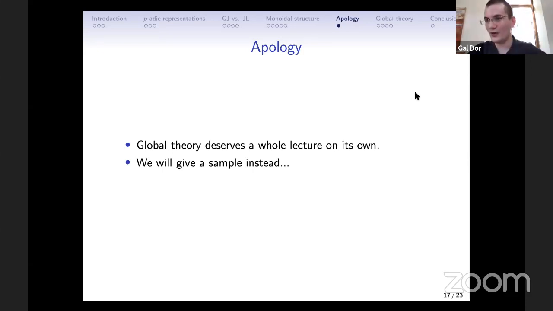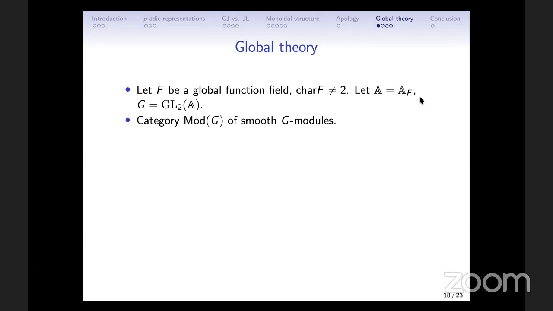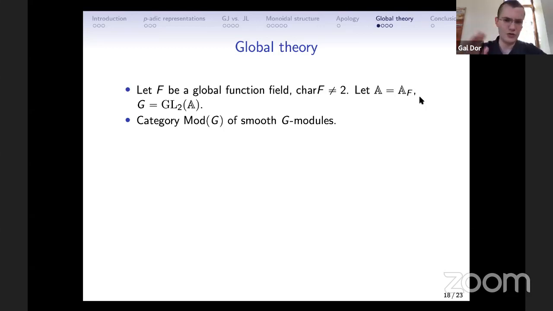But the next thing I'm going to do now is to describe what happens when you try to apply this to the global theory, to automorphic representations rather than periodic representations. So first of all, let's introduce some notation. We have some global function field of characteristic not 2. I'm choosing a function field because I don't want to deal with Archimedean places and things like that. Let's just keep things simple for now. We have the Adeles A and we have GL2(A), which we call G.